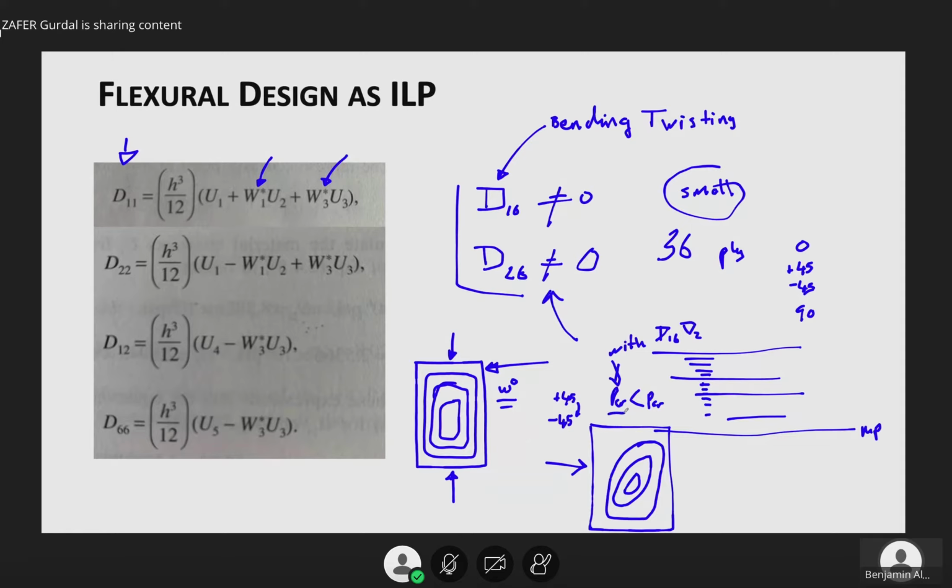And this computation is actually tricky. There are no closed form solutions for this; you have to do this computationally to include the influence of the D16 and D26 terms. So we will not do that. We will always assume that the D16 and D26 are small and our plates are going to buckle in this particular fashion.